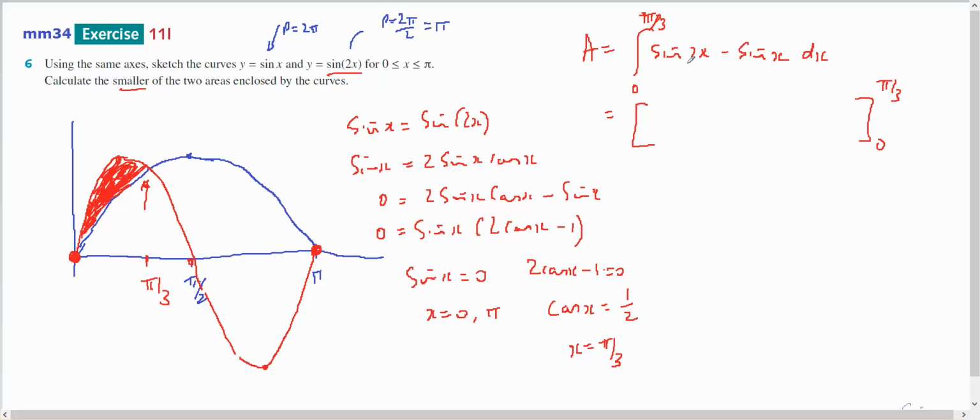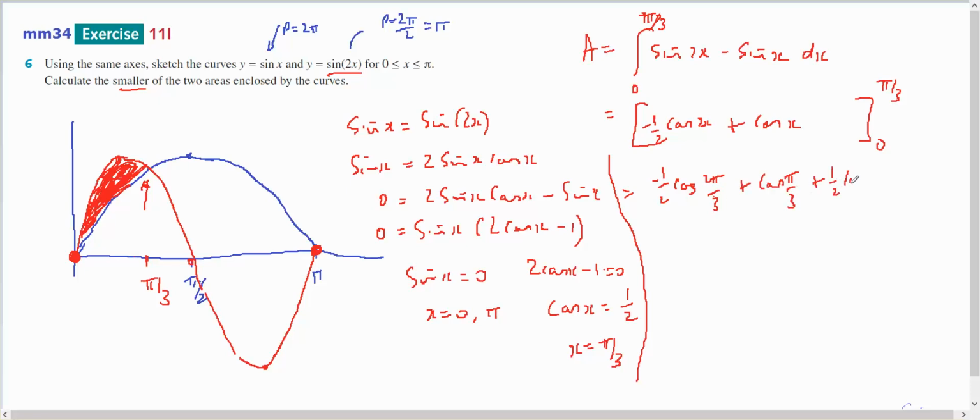okay, the integral of sine is negative cos, and a is 2, so I need negative a half cos of 2x. And the integral of sine is negative cos, so the integral of negative sine is positive cos of x. It's going to be negative a half cos of 2 pi on 3 plus cos of pi on 3 plus a half cos of 0 minus cos of 0.